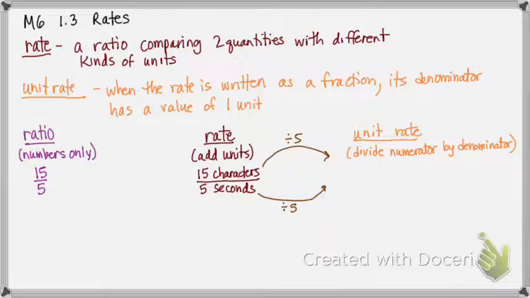And that will give us 1. So we're basically dividing both of them by the same thing. So 15 divided by 5 is 3 characters. So they can do 3 keys. And 5 divided by 5 is 1 in 1 second. That's done, right? Okay. Now there's a variation on unit rate, and that variation is called a unit price.